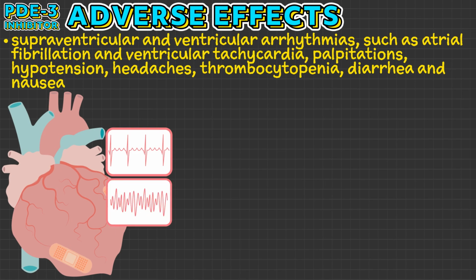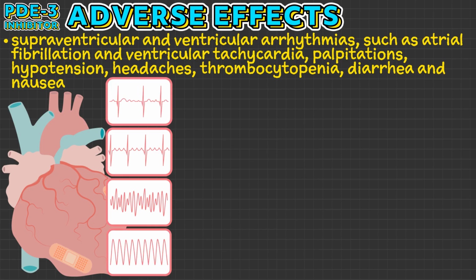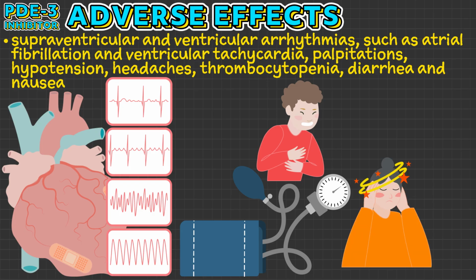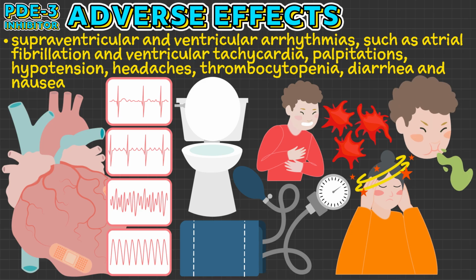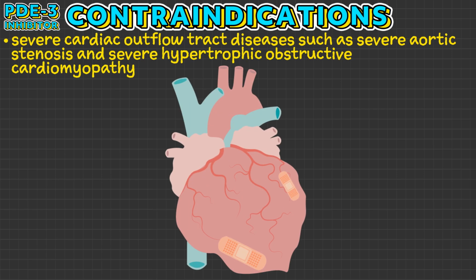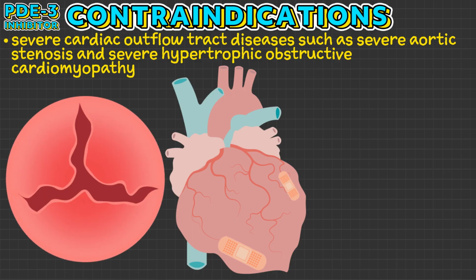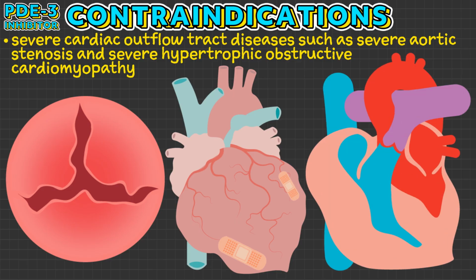The adverse effects of PDE3 inhibitors include supraventricular and ventricular arrhythmias, such as atrial fibrillation and ventricular tachycardia, palpitations, hypotension, headaches, thrombocytopenia or low platelet count, diarrhea, and nausea. PDE3 inhibitors should generally not be used with severe cardiac outflow tract diseases or heart conditions that obstruct blood flow from the ventricles to the major arteries, such as severe aortic stenosis and severe hypertrophic obstructive cardiomyopathy.